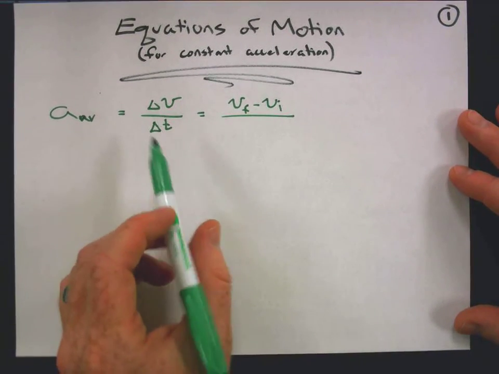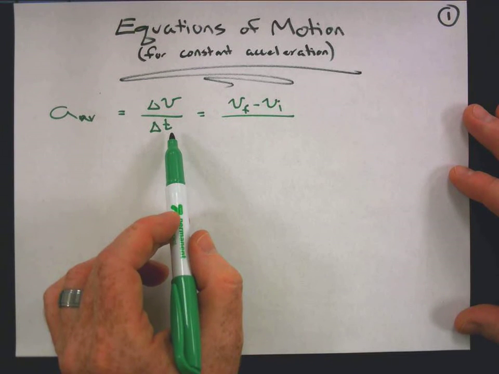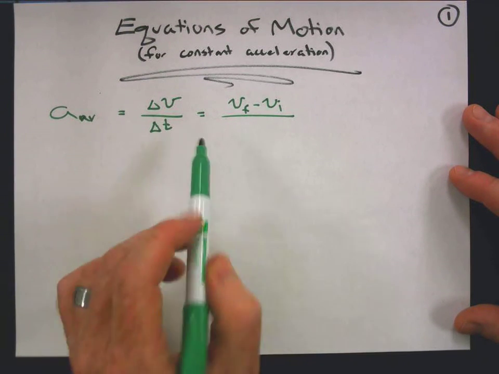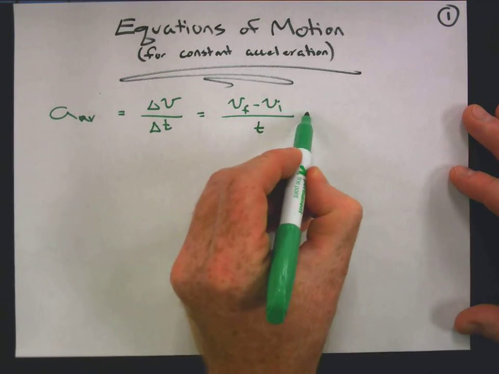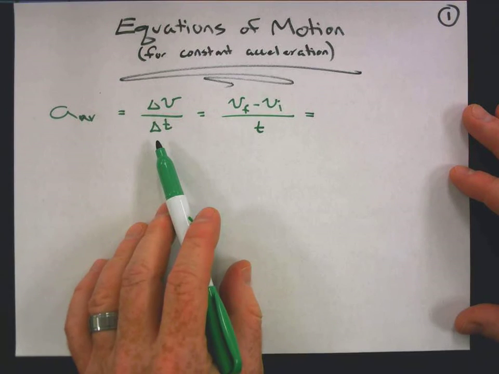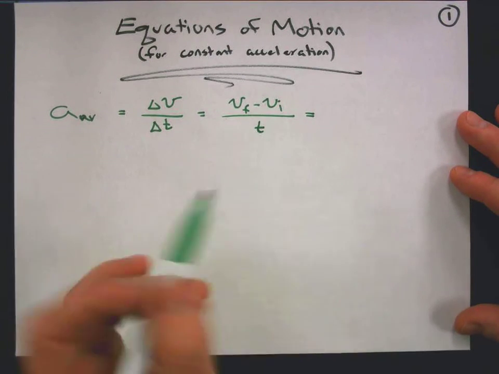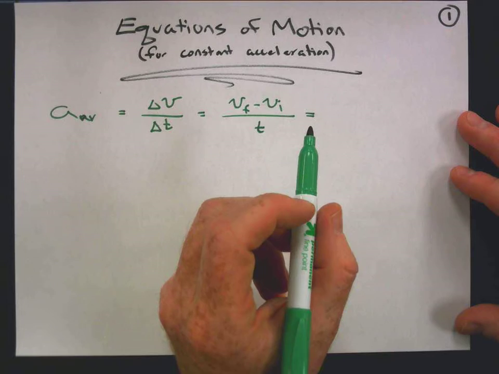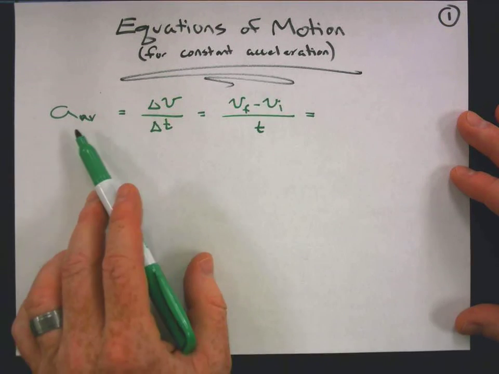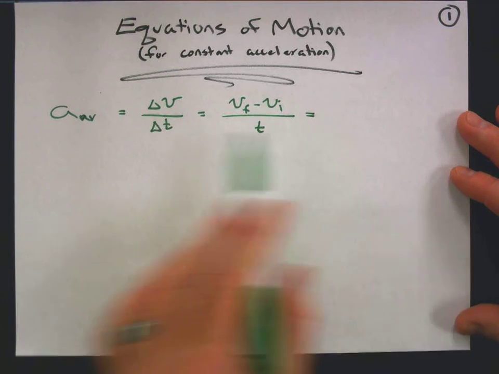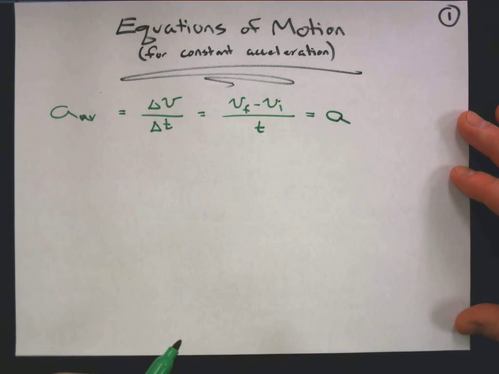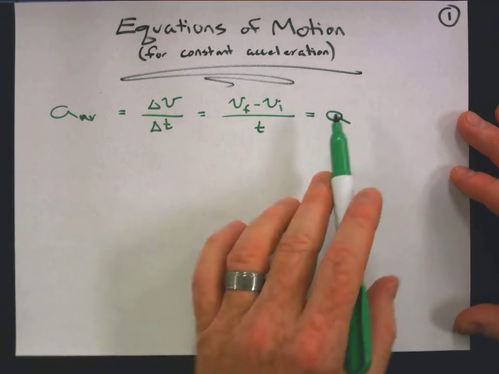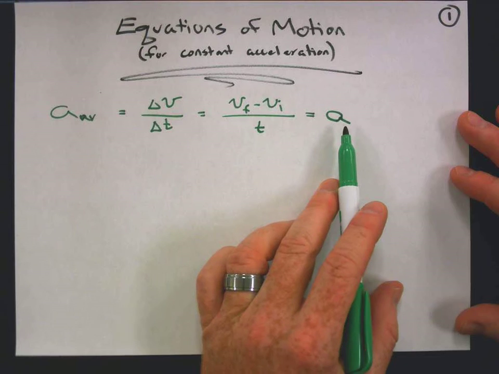So if t initial equals 0, then the time interval, the change in time, is simply equal to what the final time is. And so what I'll usually do is drop the delta symbol and just write time. And so looking at this, if acceleration is constant, then average acceleration is also equal to instantaneous acceleration. They're the same because acceleration is never changing here.